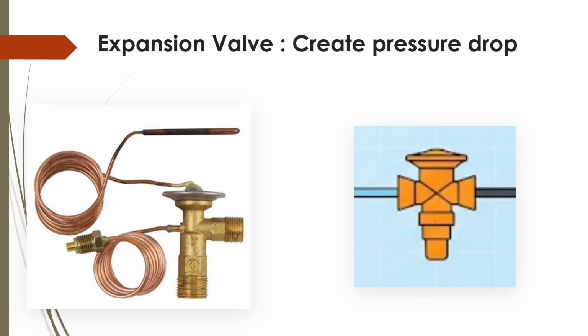This is the expansion valve, which creates a pressure drop. This reduces the refrigerant pressure and the temperature and creates a low pressure liquid vapor mixture.